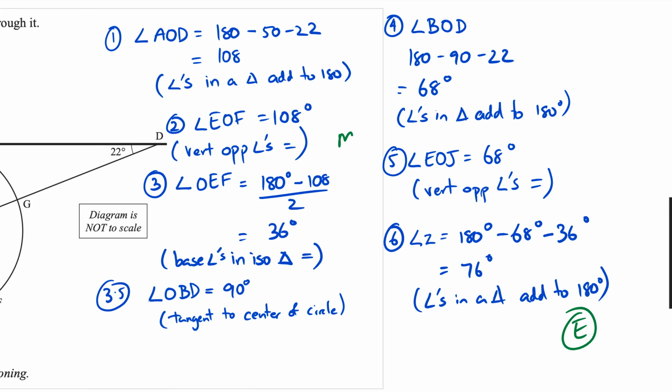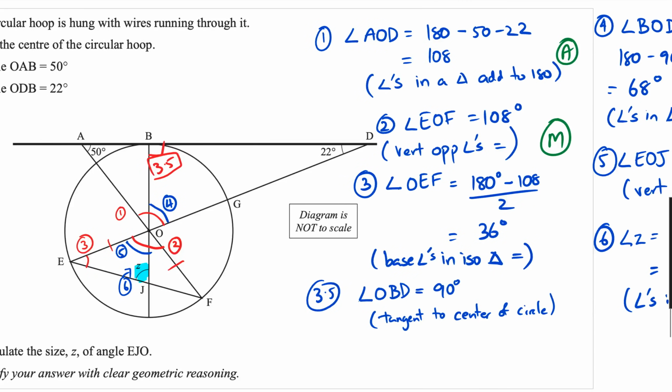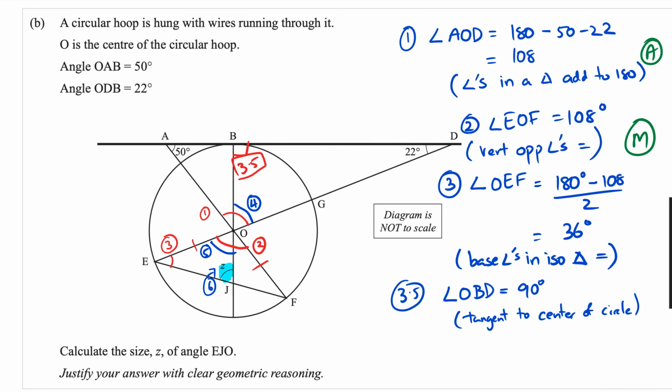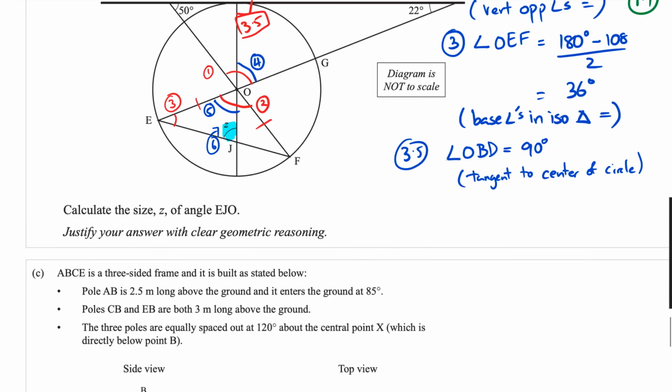Merit is getting 2 answers correct with 2 reasons. Achieved is getting 1 answer correct with 1 reason. All right, let's go to the last question.